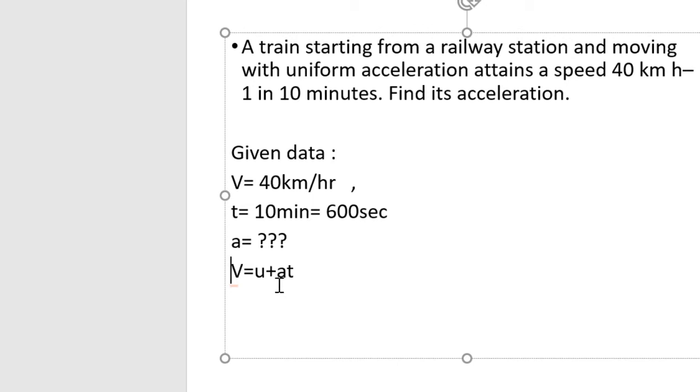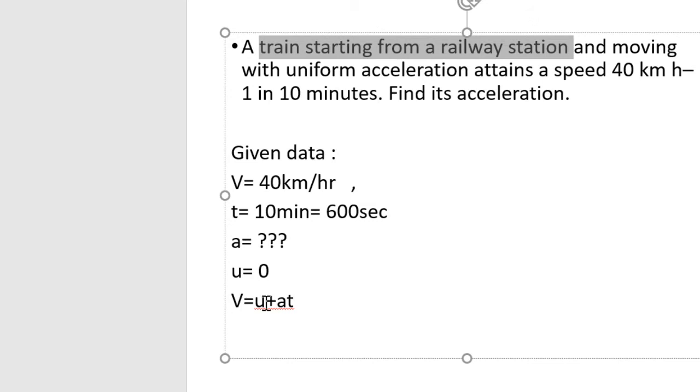So do you know 3 variables? Yes, you know v, you know t. Do you know u? Yes, you know u. In this case, it is not directly given, but it is indirectly given as u will be equal to 0. Why? Because the train is starting from a railway station, it is just starting, which means it was at rest, now it starts. So the initial velocity has to be 0. Sometimes you have to just read between the lines, right?